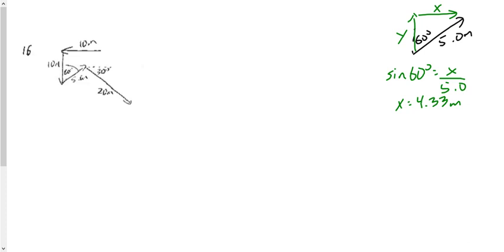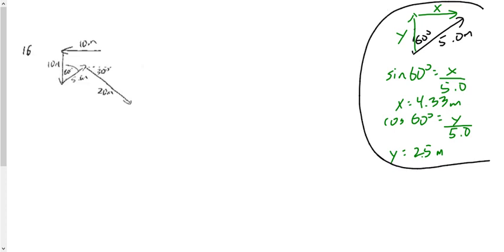And then cosine 60 degrees is equal to y, that's the adjacent side, over 5.0. And this one's easy. This one just works out to be exactly 2.5 meters. So I'm going to block that off, because that's what I do, right? I block off my little angle analysis there when I don't like my funny angles. And then I go back and change my diagram a little bit, to look a little bit simpler with my new vectors.